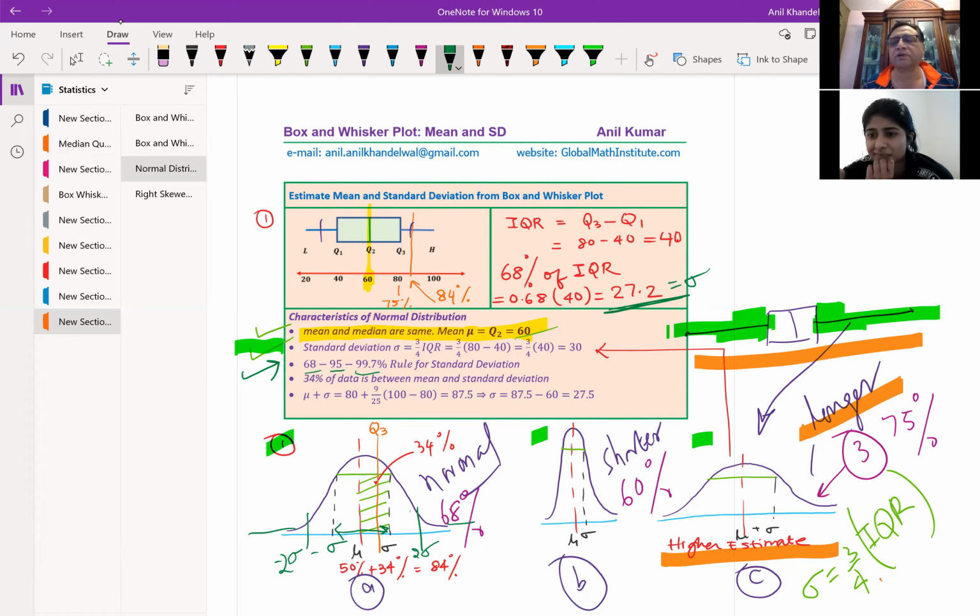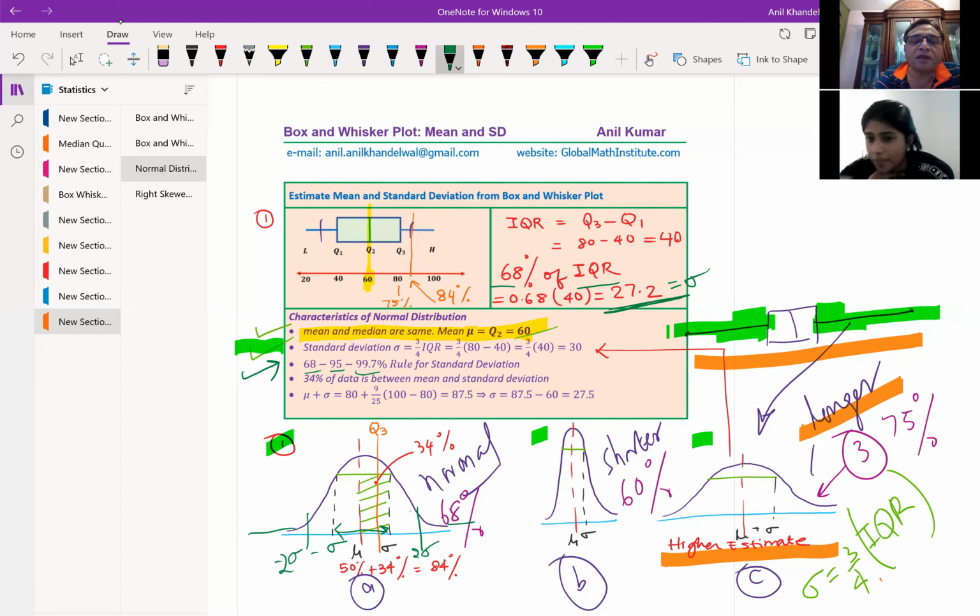I will say that this particular question is out of place for now. But since you are asking me this question, I have no option. I have to share something more with you. So this is a rule: 68, 95, 99.7%. And therefore, I'm saying this is my normal graph. So I'm using 68% of the interquartile range itself for easy calculations. You understand? I'm trying to reconnect what you're going to learn, which can be used now in a very rough, approximate way to estimate.